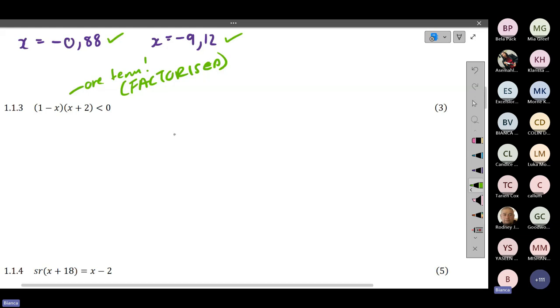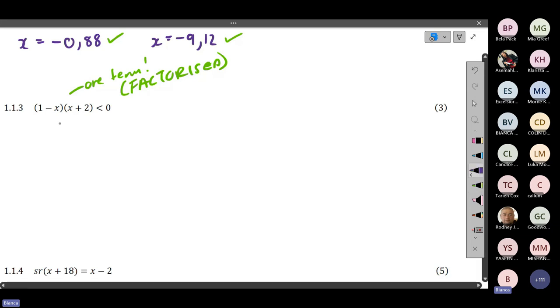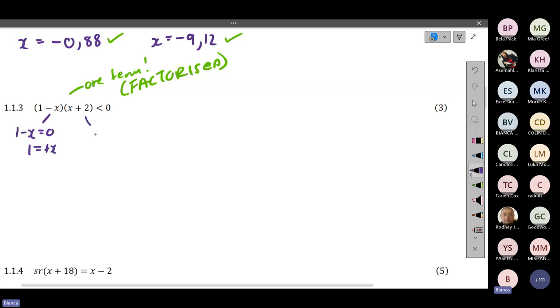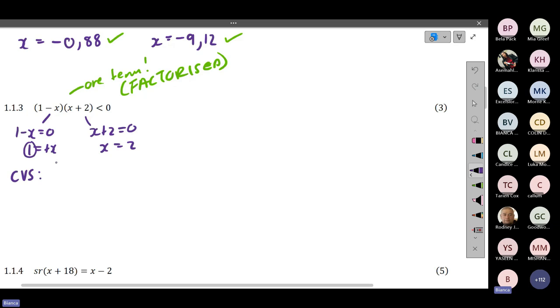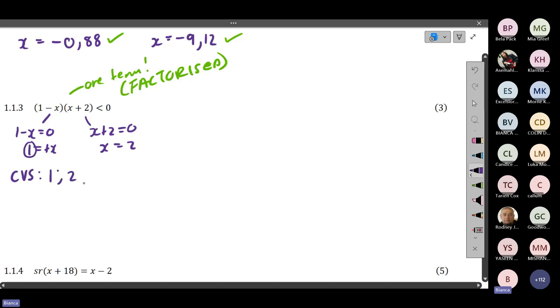And now we need to find the CVs, which are the critical values. But this one's a little more difficult because that's like a different way. But think about it. If you wanted to do working out, do the brackets: 1 minus x equals 0. And then you can just do the inverse operation. So 1 equals positive x. And this one is x plus 2 equals 0, but it's not equals. Remember that. So your critical values are 1 and 2.